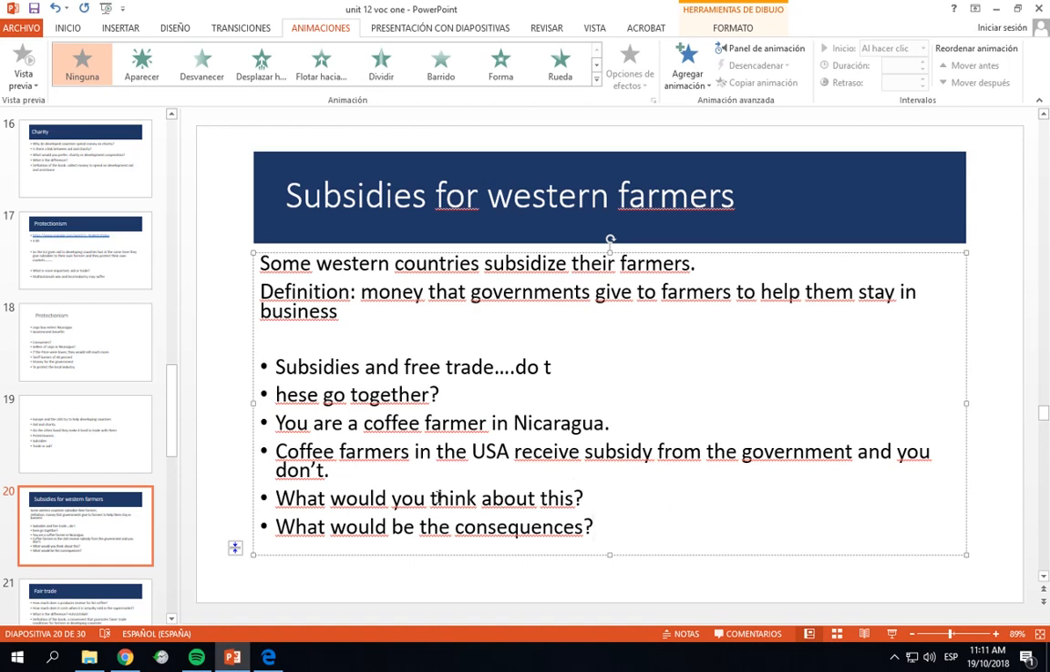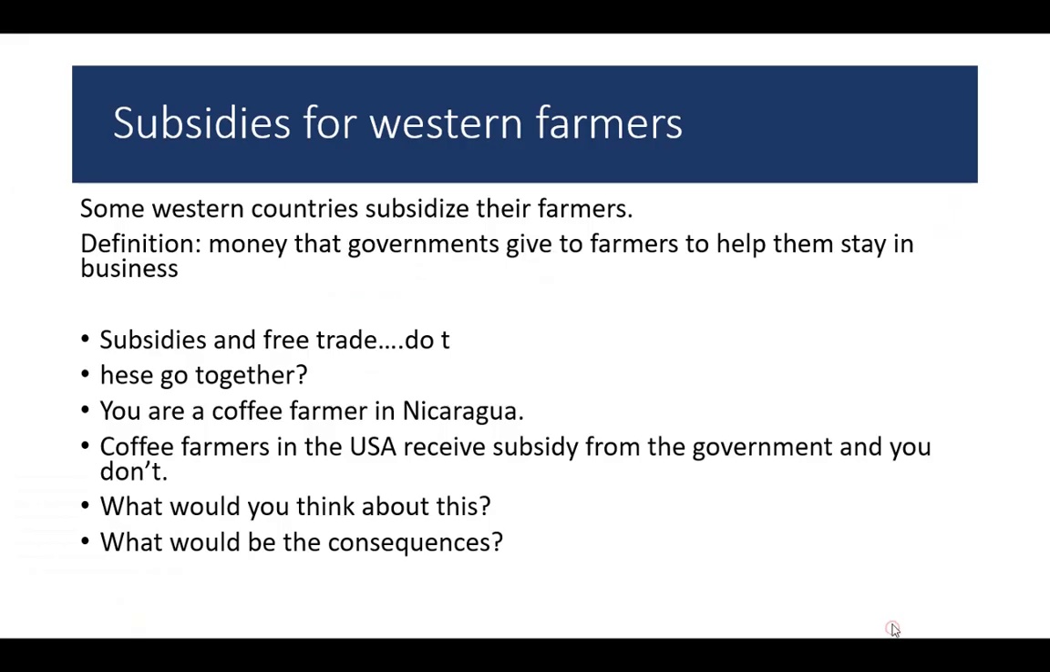This means that it's harder for you to produce coffee. I think cotton or cacao would be a better example here, because I don't think there are coffee farmers in the USA. But let's continue. So subsidies. Subsidies are the amount of money a farmer receives for every pound he produces, or every liter he produces. So it means that governments help farmers by giving subsidies.